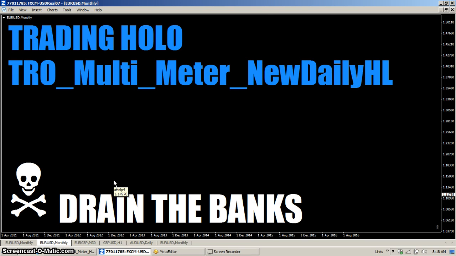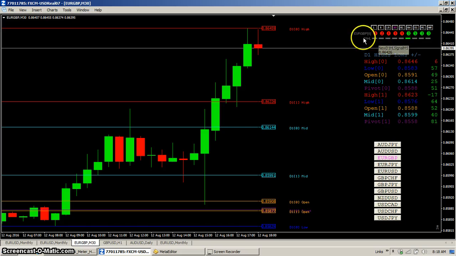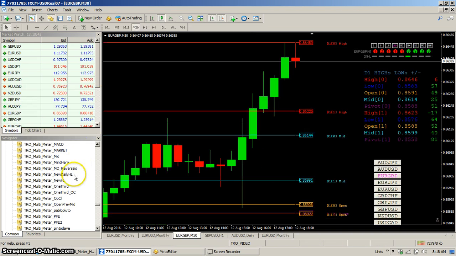Trading Holo, highest open, lowest open. I created a new multimeter called the TRO multimeter, new daily high low. This multimeter will tell you, for each chart period, if that bar made a new daily high or low. Now, of course, common sense tells you that this is not applicable to the daily, weekly, and monthly time frames. So, let's move on. Here is the new indicator right here, these bars. The TRO multimeter, new daily high low.